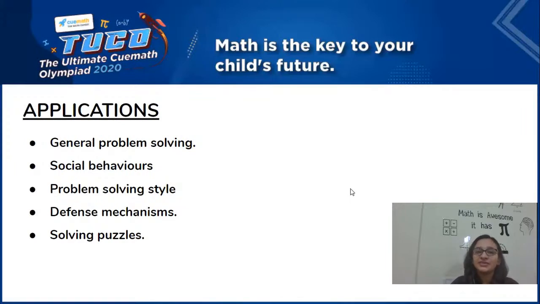And then solving puzzles. Solving puzzles is basically a jigsaw puzzle, if you know it. A jigsaw puzzle is basically one big picture which has been broken into parts. You have to connect all of those jigsaw parts, and once you connect all of them, a bigger picture is formed. So that again is based on the concept of embedded figures.